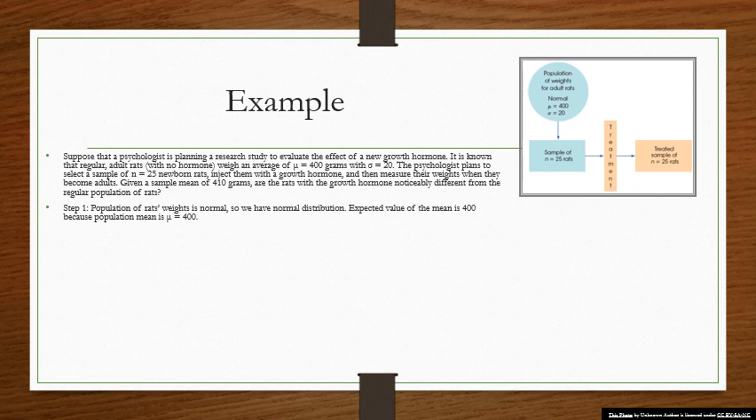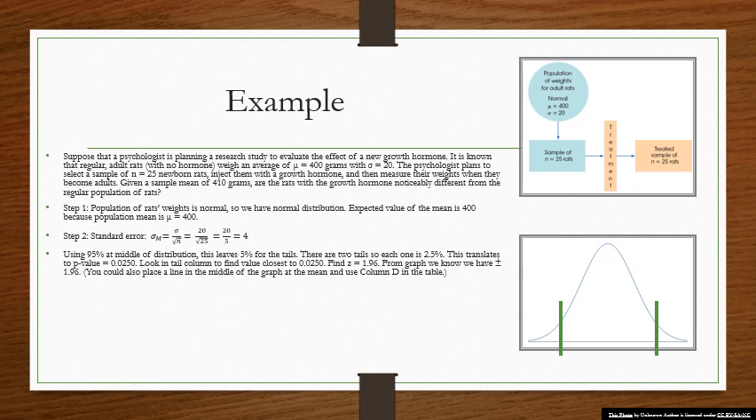Well, step 1, we know that the population of the rats' weights is normal, so we have a normal distribution. And the expected value of the mean for the sample would be 400 because the population mean is 400. Step 2, let's go ahead and calculate the standard error. For this sample, we would find a standard error equal to 20 over the square root of 25, which would give us 4. Using 95% at the middle of the distribution, this leaves 5% for the tails.